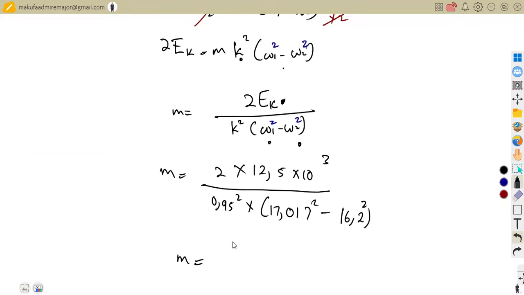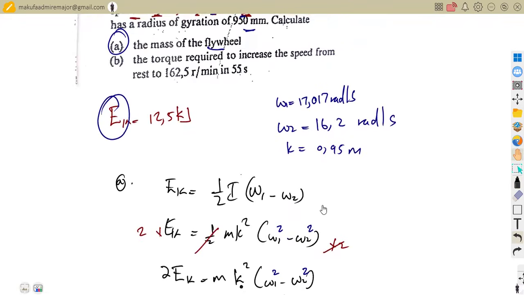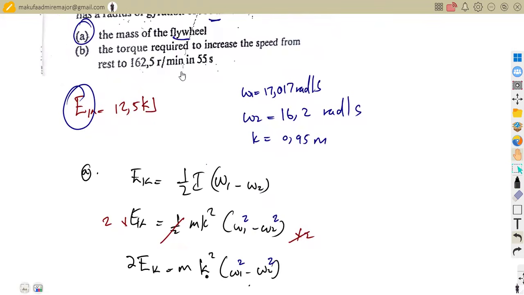All right, so this is our mass here. If we simplify this, we obtain 969,692 kilograms. Okay, so that's your mass. Then they further say that the torque required to increase the speed from rest to this.